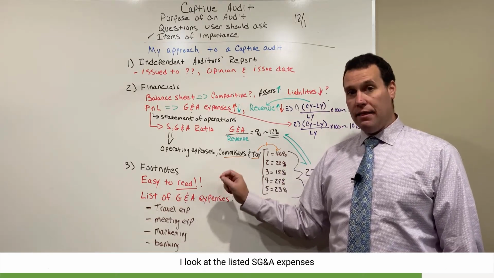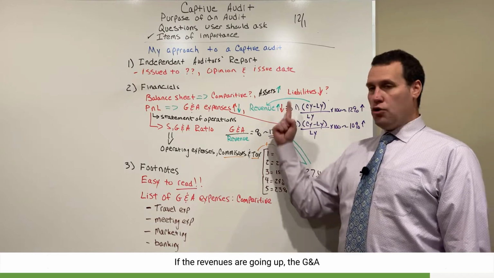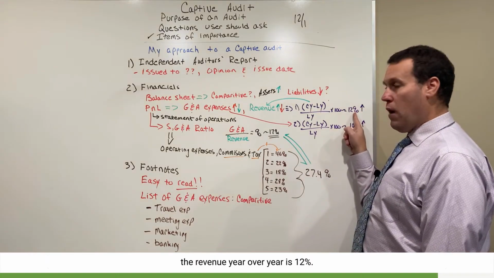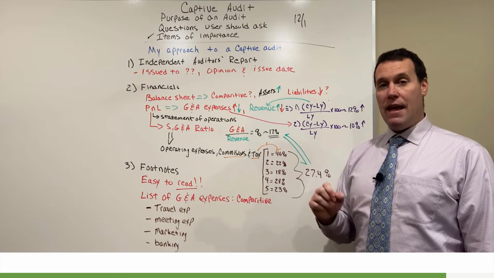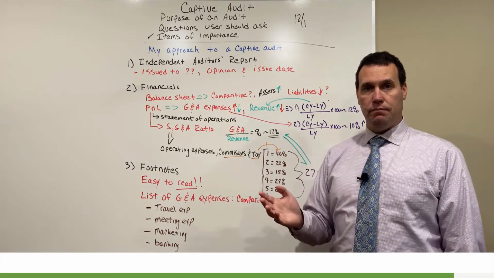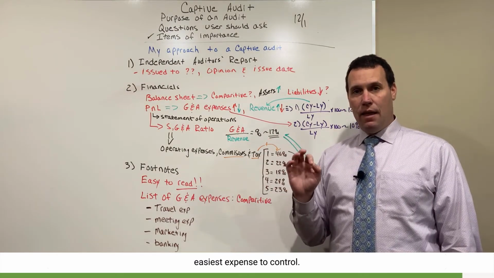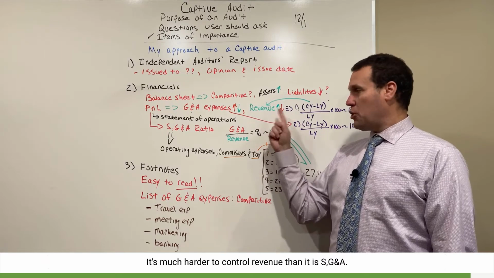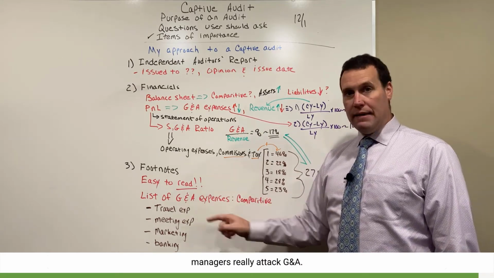And then I look at the listed SG&A expenses: travel expense, meeting expense, marketing expense. If the revenues are going up, the G&A expenses may be going up as well. But it shouldn't track more than, say, if the revenue year over year is 12%, this shouldn't track more than 12% either. If it is, you've got to ask the question, why? Why is meeting expense up 30% from last year? See what they say. Because G&A expenses are the easiest expense to control. You can't control revenue sometimes, by premium, right? It's much harder to control revenue than it is SG&A. So effective captives or their managers really attack G&A.